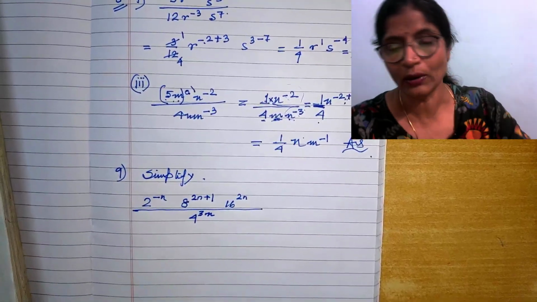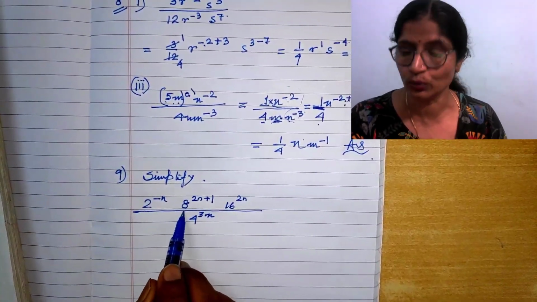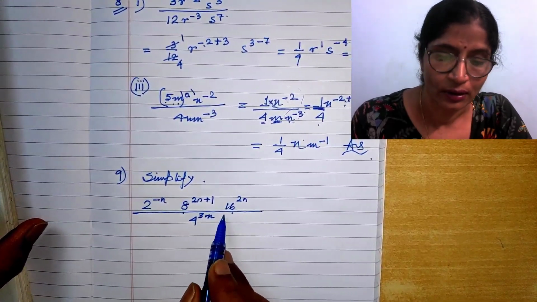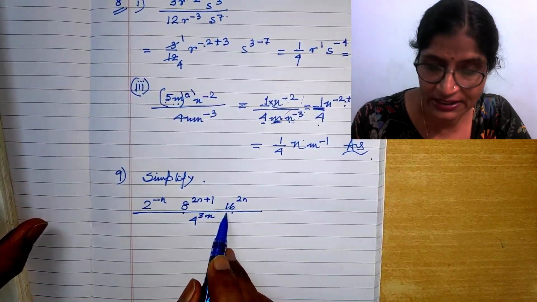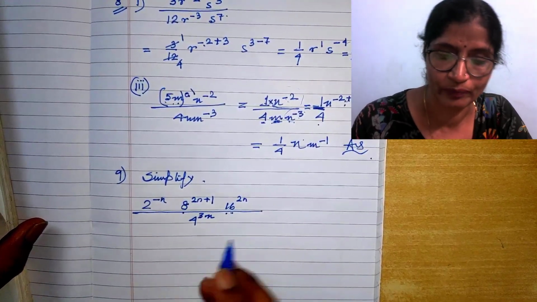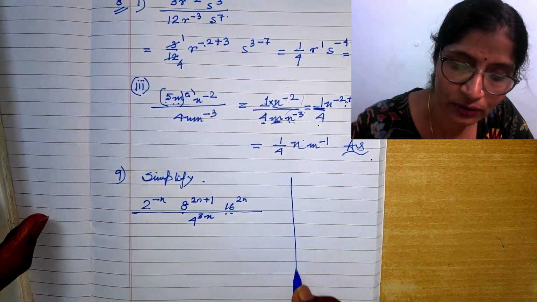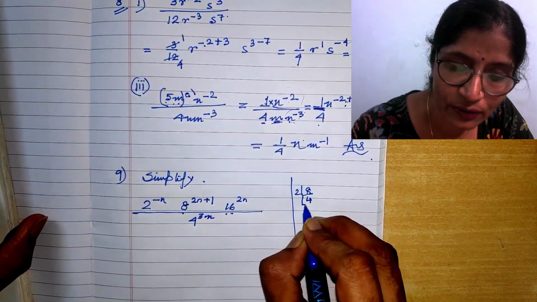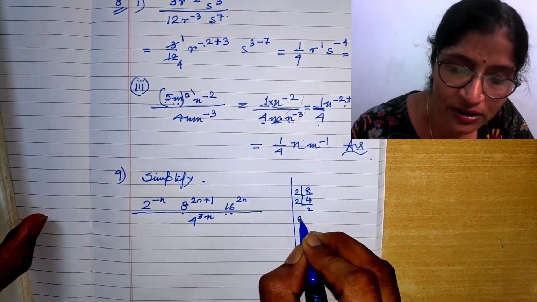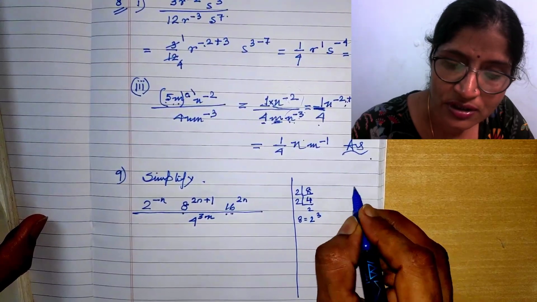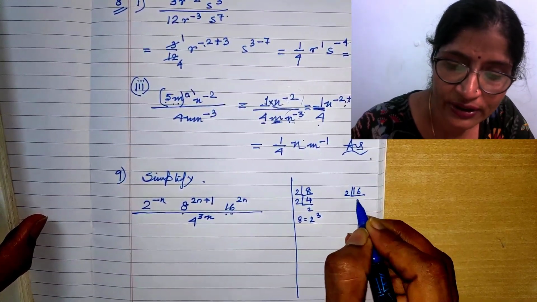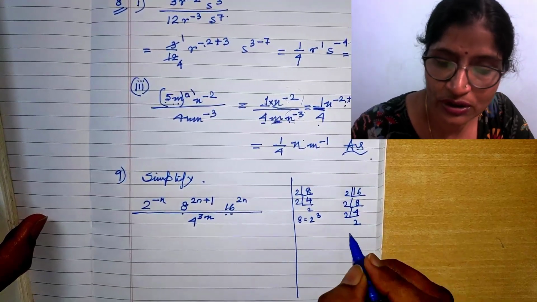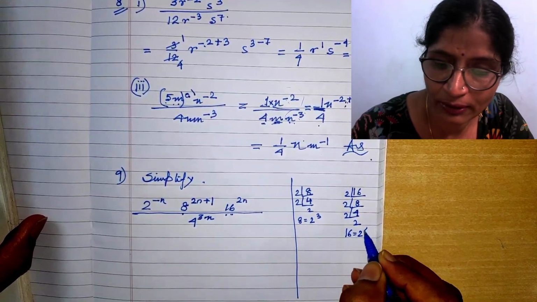Now I know 8, it is 2 into 2 into 2, which means 2 to the power 3. 16, that is 2 multiplied 4 times, then I will get 16, so it is 2 to the power 4. You can check it here also, that 8, 2 4s are 8, 2 2s are 4, it means 8 is equal to 2 to the power 3. 16 is equal to what, 2 8s are 16, 2 4s are 8, and 2 2s are 4. So 16 is equal to 2 to the power 4.